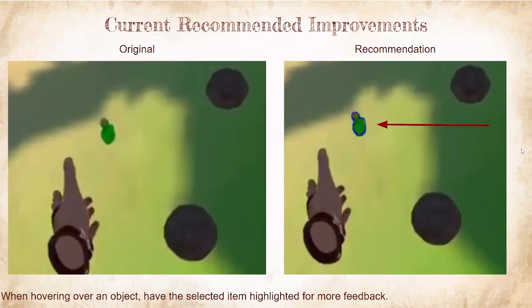The other one was having items highlighted whenever you're about to pick them up. This is a rough approximation, but using this blue glow whenever you're about to pick something up will really help the player understand that they're about to grab that specific item. In this specific scenario, I was trying to grab the bottle and I ended up picking up a cannonball.